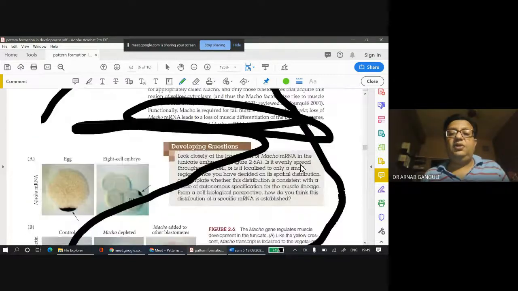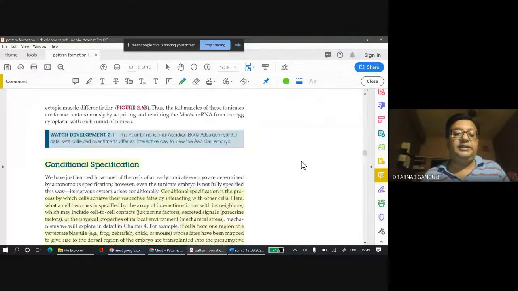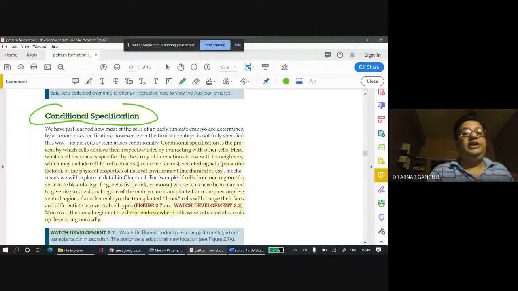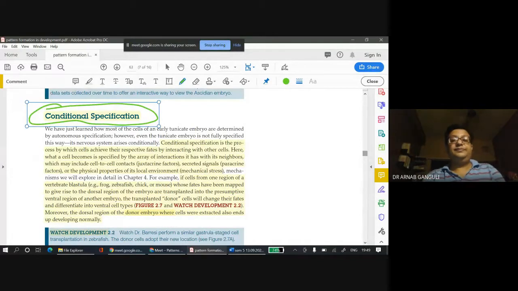I have cut out all these places. You don't have to study these. Now we go to the next part, which is conditional specification.